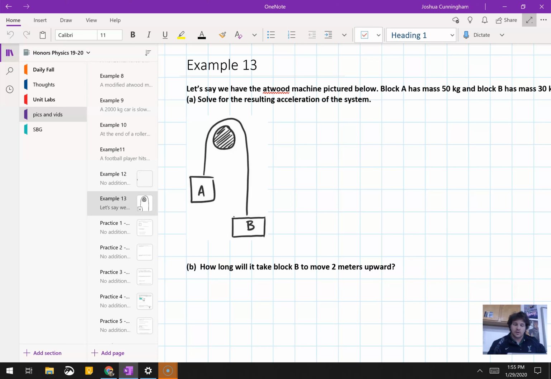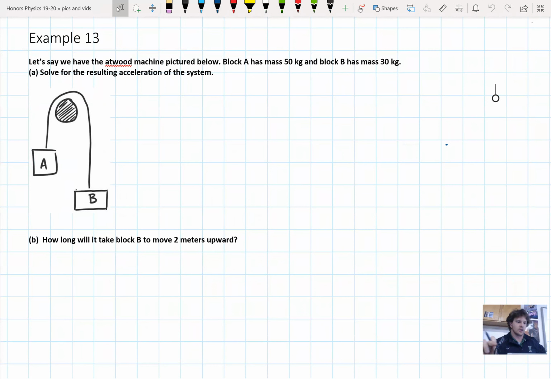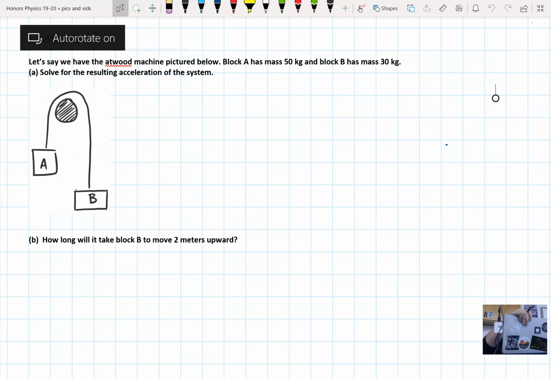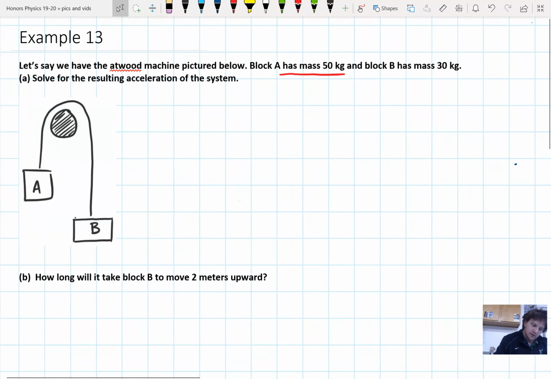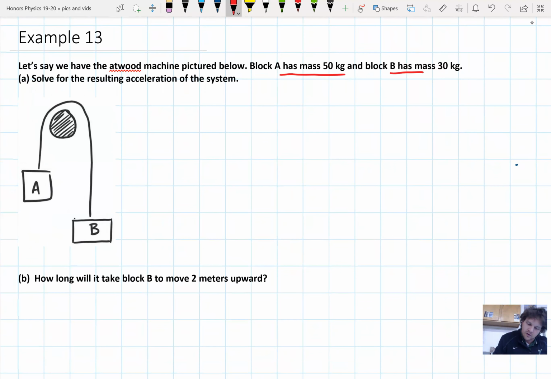We're going to be going over example 13 right here. So, get that loaded up. All right. And away we go. For example 13, we have a regular Atwood machine, which means it's just a regular pulley. You see those two blocks, A and B. One has a mass of 50 kilograms. Zoom in a little bit. And the other has a mass of 30 kilograms.